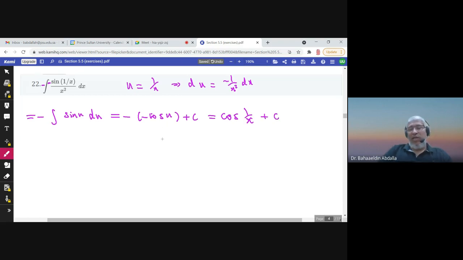Try always to find the derivative of this to check your answer. The derivative of cosine 1 over x is negative sine 1 over x times the derivative of 1 over x, which is negative 1 over x squared. Negative with negative cancels, and you get this one.